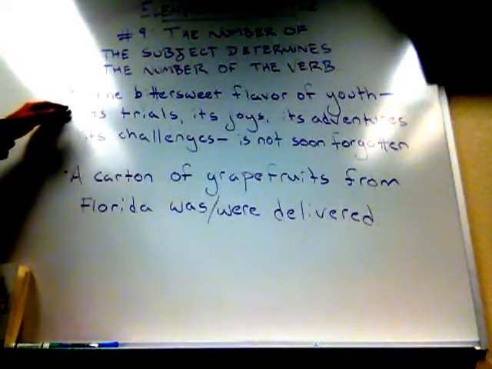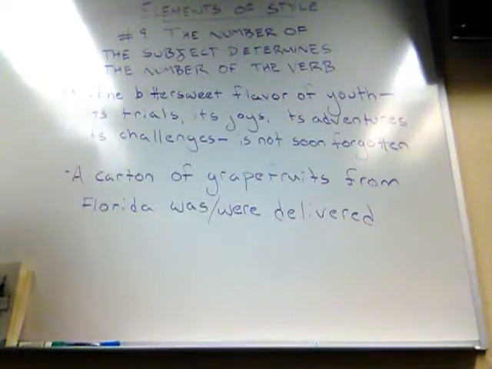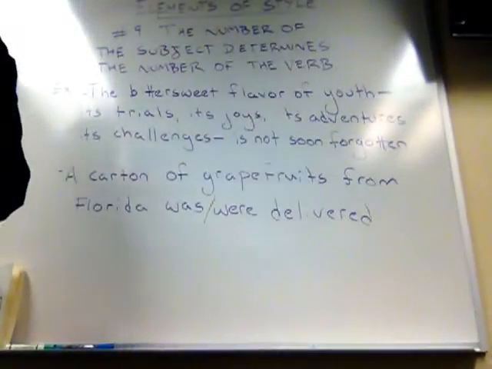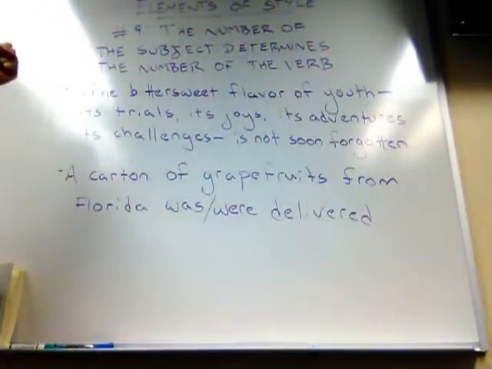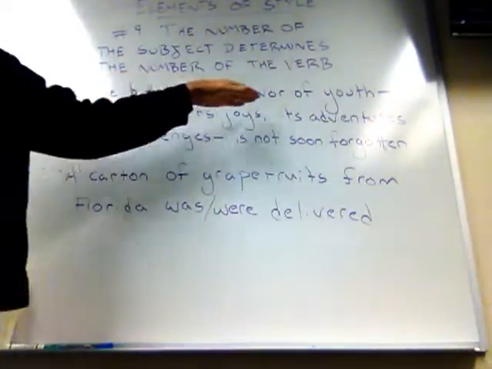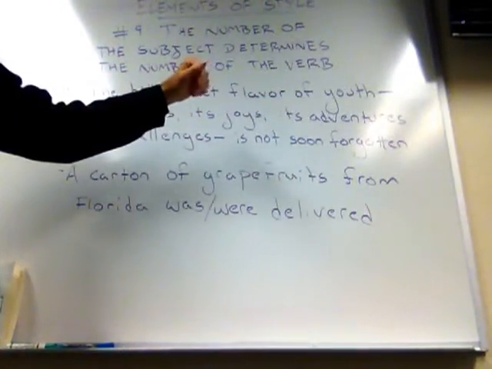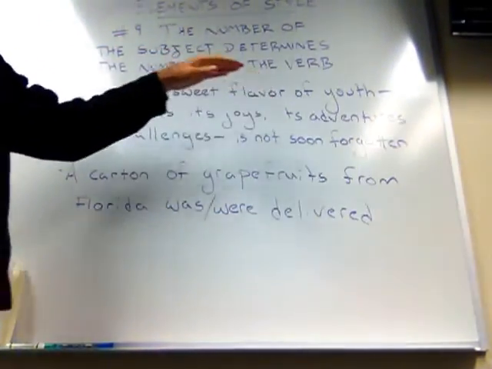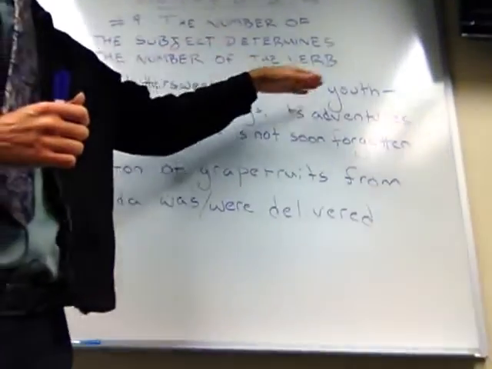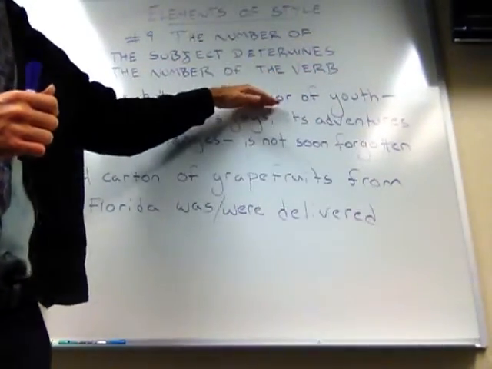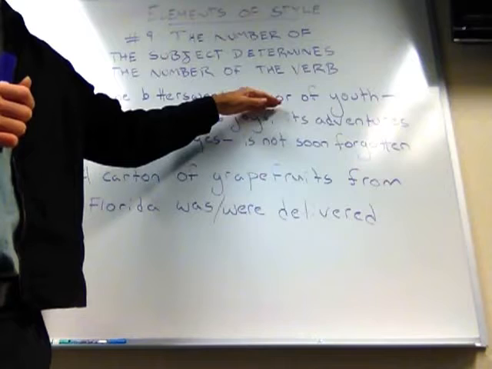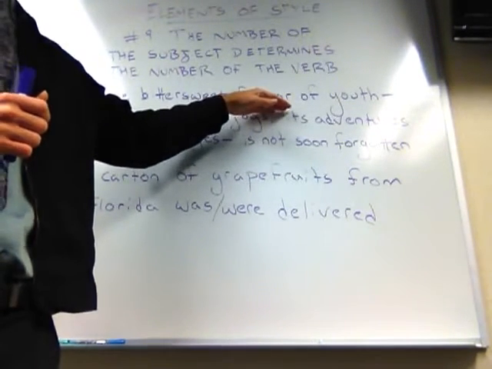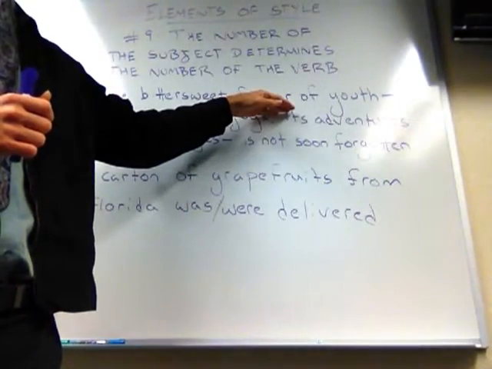So here's an example. The bittersweet flavor of youth, its trials, its joys, its adventures, its challenges, is not soon forgotten. So to test your awareness of subject-verb agreement, you have to first be able to identify the subject in this introductory phrase here, right? Because you have a few different words that could qualify as the subject. Flavor is the subject. Bittersweet describes flavor. It's an adjective. Of youth is a prepositional phrase. Flavor is the subject. We can all hopefully determine that that is a singular subject. No S on the end, right? So it's a singular subject requiring a singular verb.